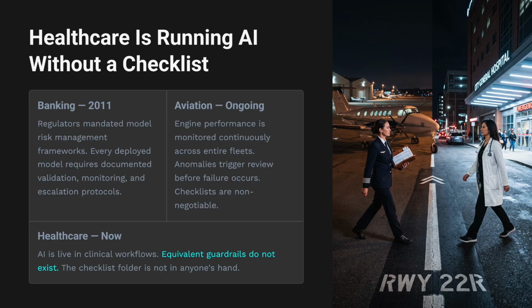Other industries solved this problem years ago. Banking regulators have mandated model risk management since 2011, updated in 2026 to explicitly cover AI, requiring independent validation, continuous monitoring, and board-level oversight. Healthcare has deployed AI into clinical workflows without equivalent guardrails. We are monitoring language models like static websites. This is not a model accuracy problem. It is an architecture and operations problem.